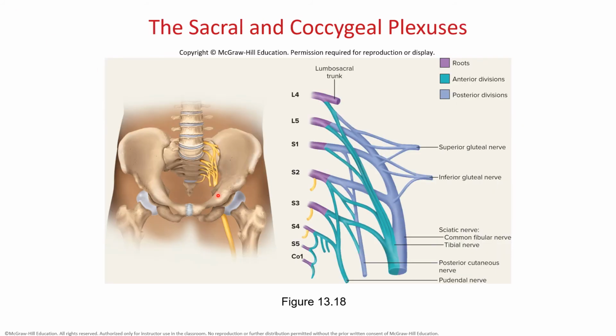So here we have the sacral and coccygeal plexuses, so we can see which nerves come from them. We have the sciatic nerve here. We have the pudendal nerve. We have inferior gluteal, superior gluteal, a few different nerves there that arise from these plexuses.